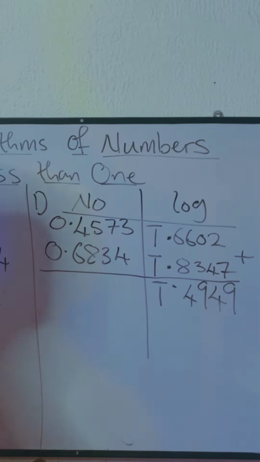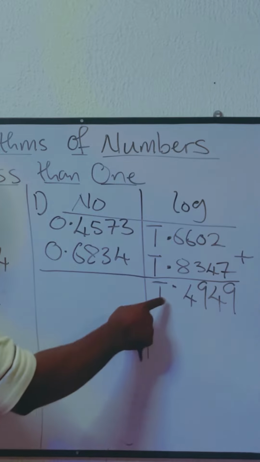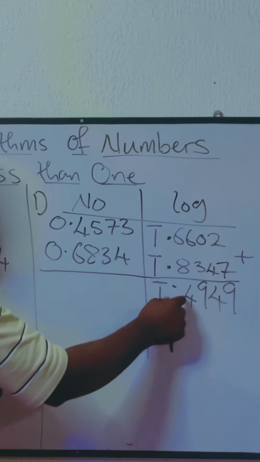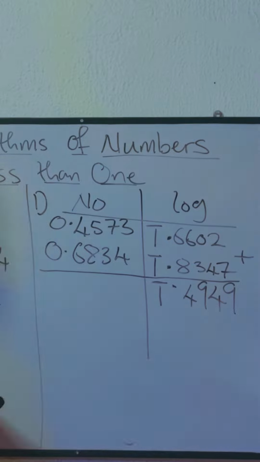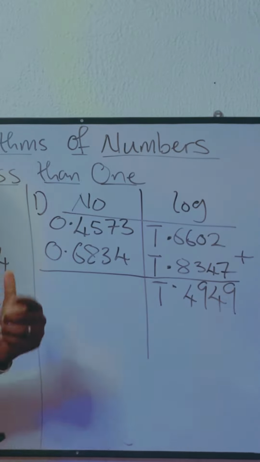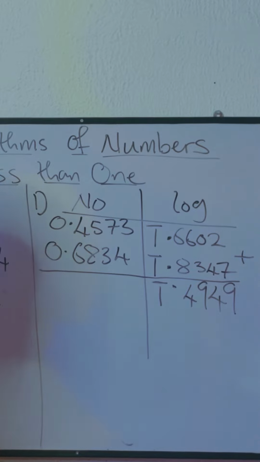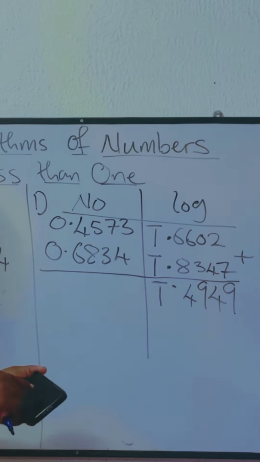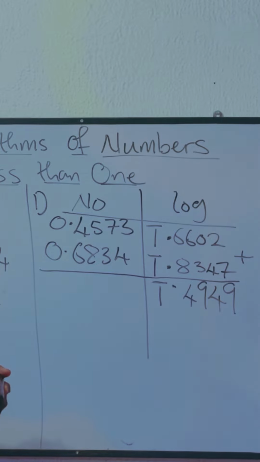And how do we find anti-logarithms? First, all you need to do is look for the anti-log of 0.4949. And when you find the anti-log, your characteristic is going to determine how many zeros before the point. So let's look for the anti-log here. We have, so the anti-log of 0.4949, that gives us 3.1253. So let's stop at 3.125.